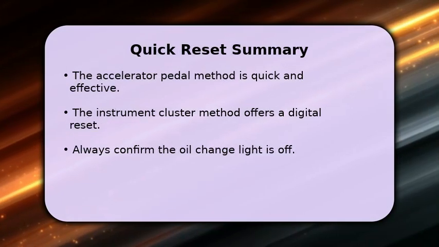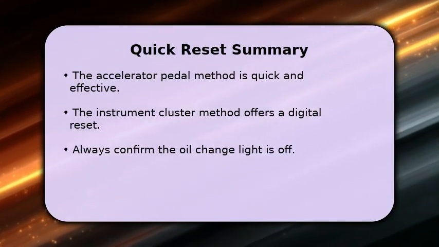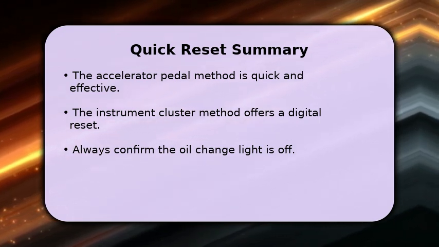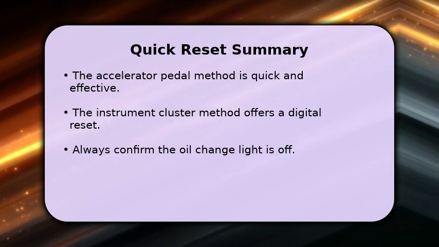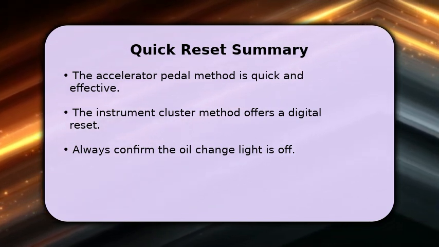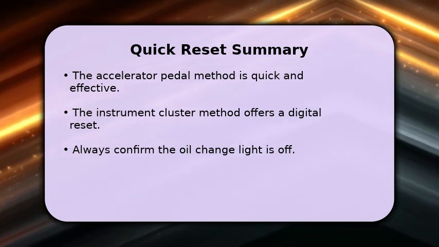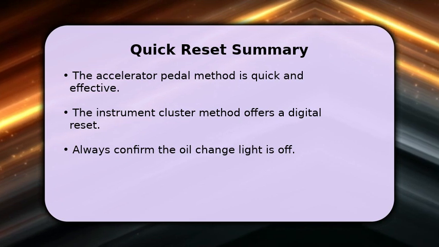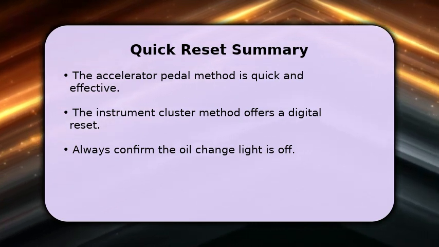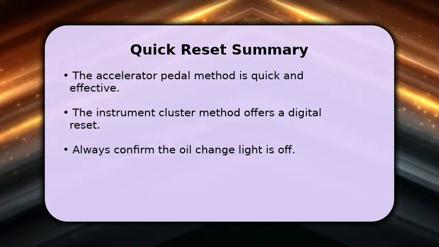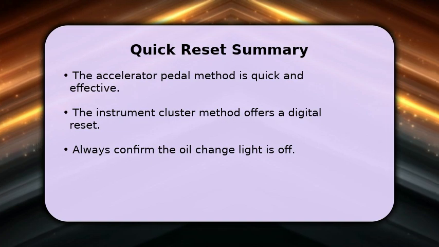To quickly recap, you have 2 primary methods for resetting your Dodge Ram's oil change light. The first involves turning the ignition on, depressing the accelerator pedal 3 times, and then turning the ignition off. The second method uses the instrument cluster controls to navigate to oil life and holding the OK button. Always verify the light is off to ensure a successful reset.